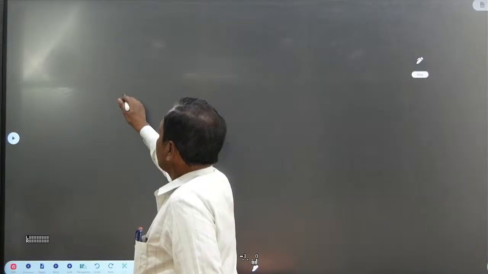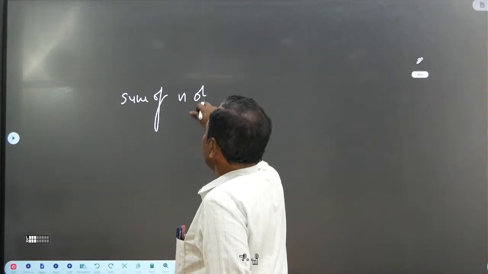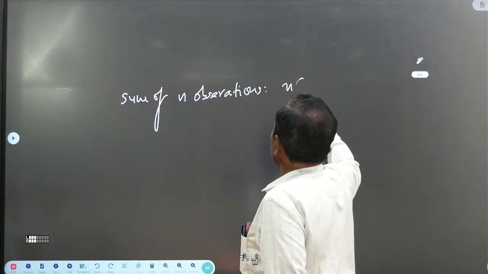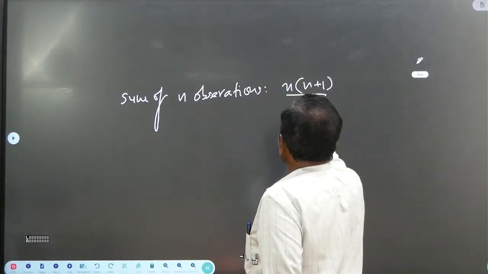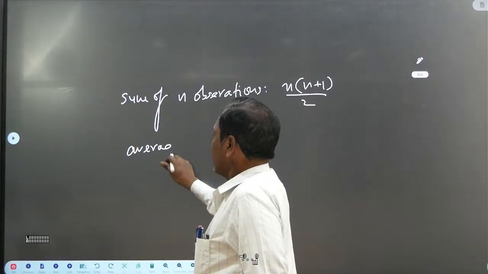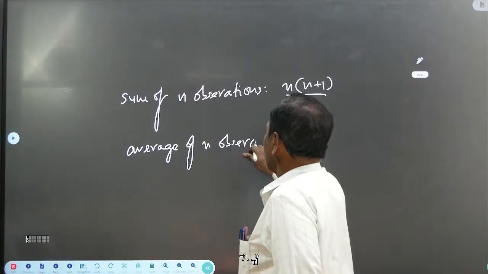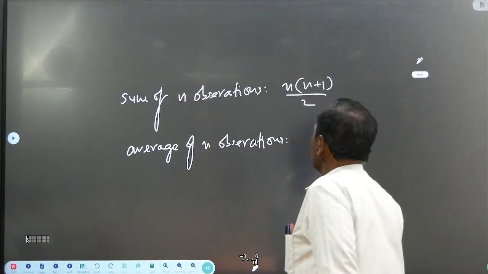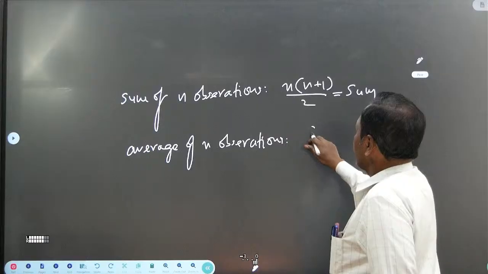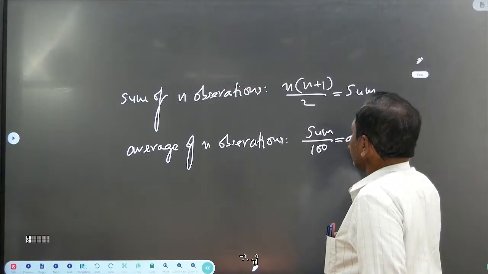Now, the sum of n observations is n into n plus 1 by 2. And the average of n observations is whatever sum you get divided by the number of observations, 100, and you get the average.